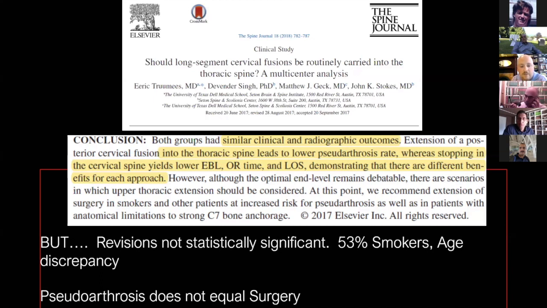Now, going down to some conclusions, if you read the finer lines within that, the revision rate was not statistically significant between the two, and the pseudoarthroses that occurred were 53% smokers. That, again, is, to me, apples, oranges, and bananas. So the other thing is pseudoarthrosis, to me, does not equal revision or surgery. If it's a stable pseudoarthrosis, then we don't need to throw it in there. And so, again, what outcomes are we looking at?